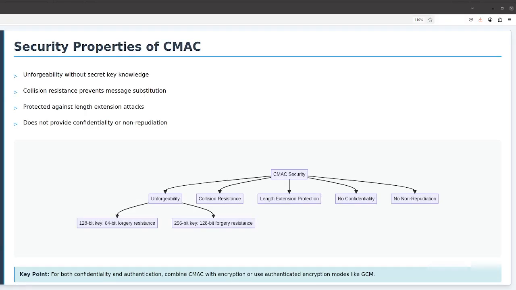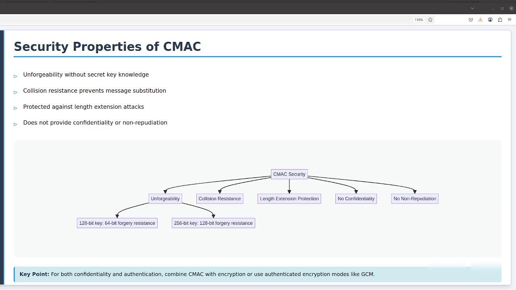Security properties of CMAC. Understanding the security properties of CMAC helps us use it correctly and appreciate what it can and cannot do. The primary security property is unforgeability. This means that without knowing the secret key, an attacker cannot create a valid message tag pair, even if they have seen many valid pairs before. The security level is directly related to the block cipher's security. For AES 128, CMAC provides approximately 128 bits of security for key recovery and 64 bits of security against forgery attacks due to the birthday paradox. For AES 256, these numbers increase accordingly.